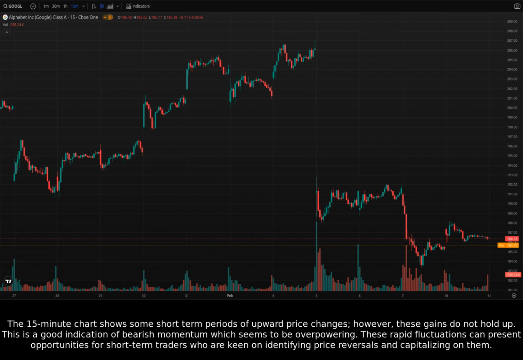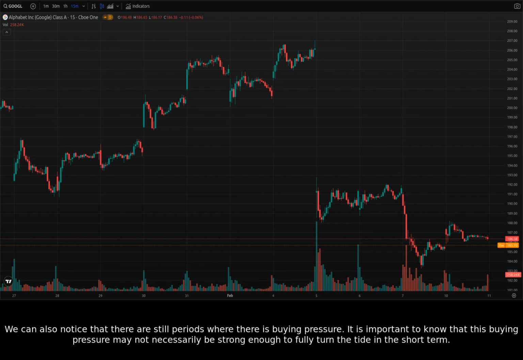The 15-minute chart shows some short-term periods of upward price changes. However, these gains do not hold up. This is a good indication of bearish momentum, which seems to be overpowering. These rapid fluctuations can present opportunities for short-term traders who are keen on identifying price reversals and capitalizing on them.